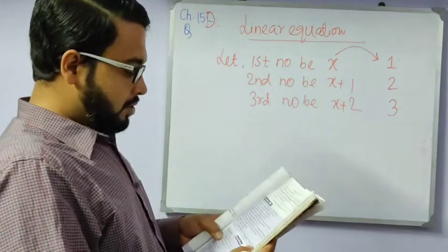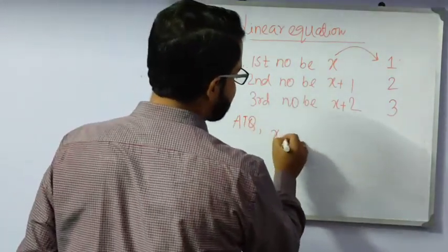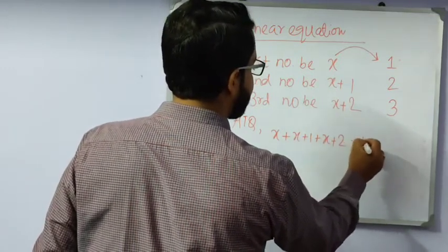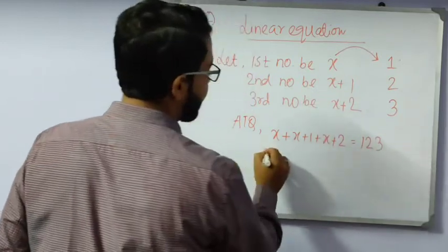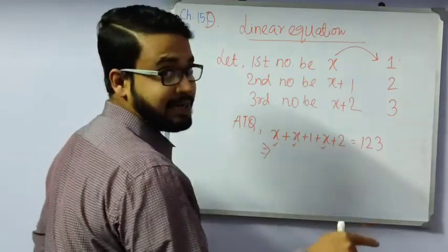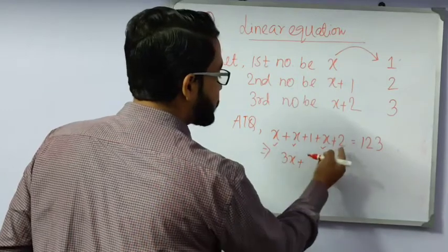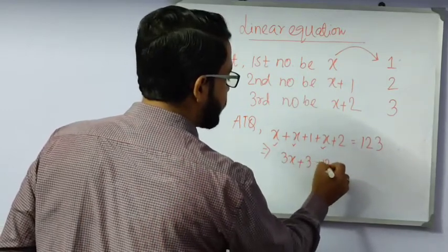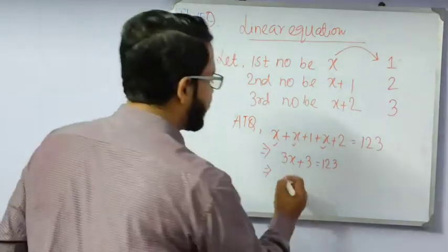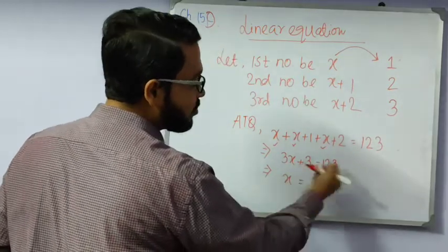Now according to the question, the sum of these 3, means x plus x plus 1 plus x plus 2, is 123. From here we have to find out the value of x. x plus x plus x, these 3 like terms are added together. 3x plus 2 plus 1, that is 3, is equal to 123. So again in one step, 3x is equal to 123 minus 3.